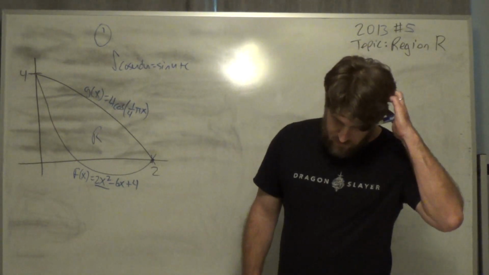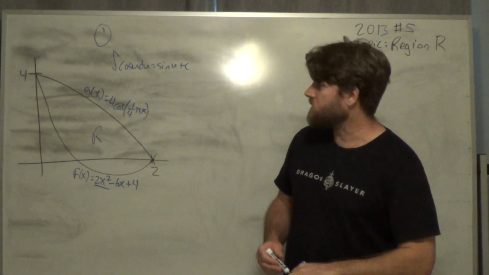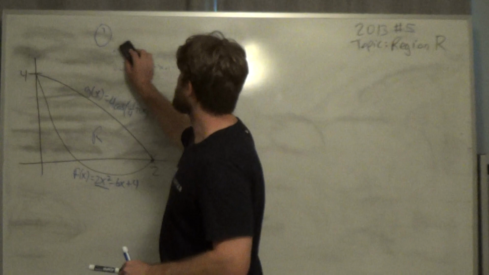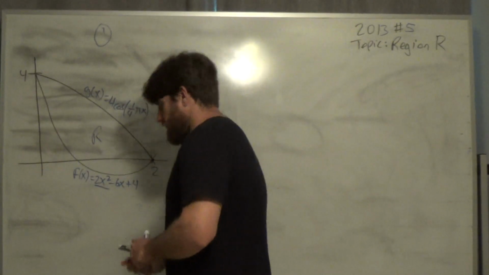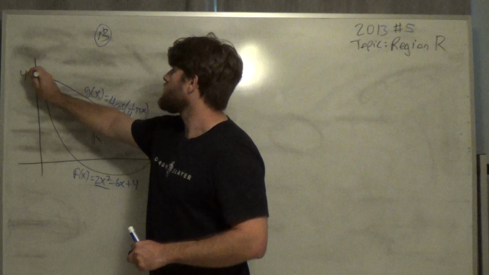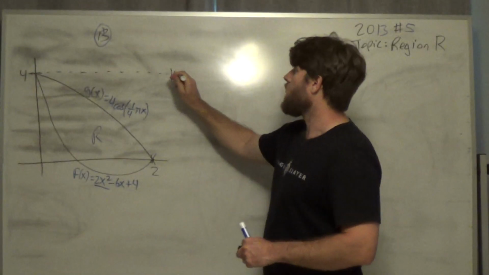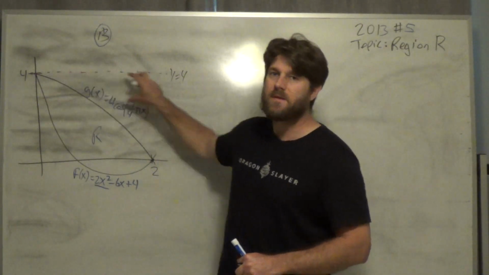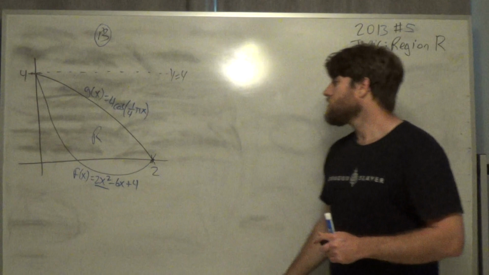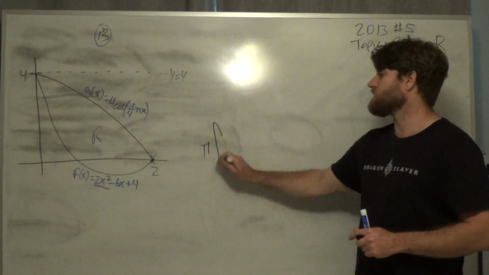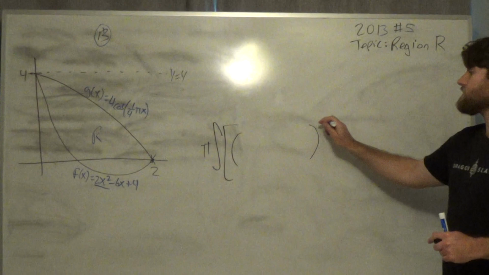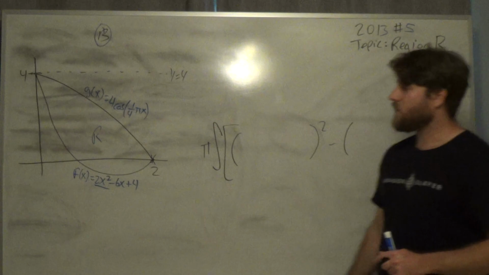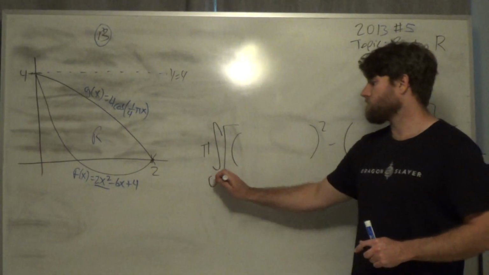It says, write but do not evaluate what we get when we rotate this around y equals 4. So part B, and here's my line, y equals 4. When I rotate around y equals 4, there's going to be all this open gap, which means we're going to have what's called a washer. So if this is a washer, the washer formula is pi outer radius squared minus inner radius squared dx. And it's going to go from 0 to 2.